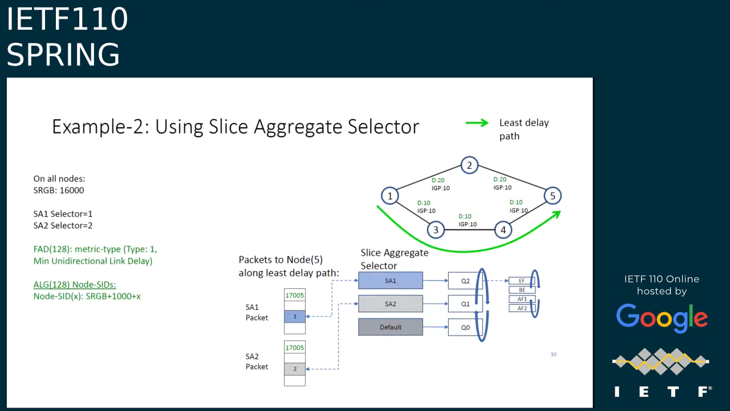I did not put details because there are multiple proposals there. One of them was mentioned: encoding it in the entropy label is one option. But the selector can be simply in the packet, and it will put the packet in the specific slice aggregate queue, and we can achieve the same hierarchical treatment that we are after. That's what I want to show on this slide.